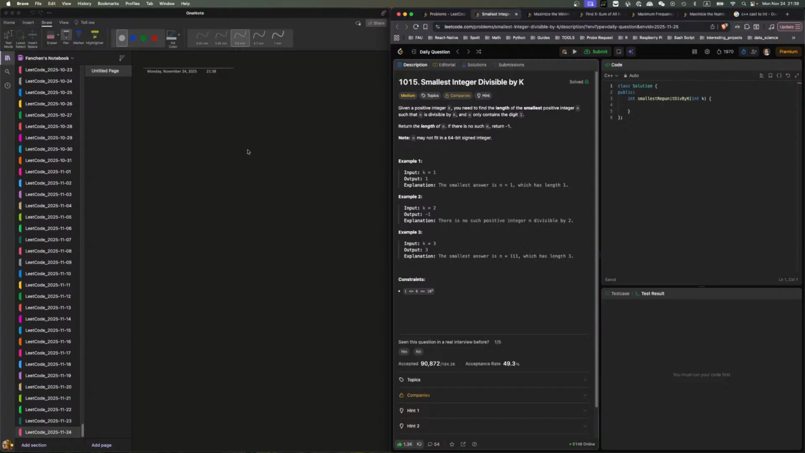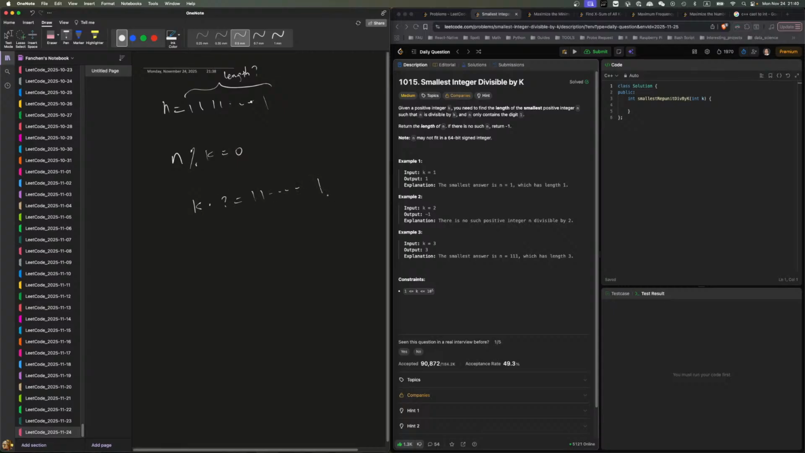So basically, we want to find the length of the smallest possible n. So n is just 1, 1, 1, 1, 1, right? We want to know what's the length. So what's the smallest length such that n mod k is equal to 0? Which means we need to find k times something equal to this. And n may not fit, so n can be huge.